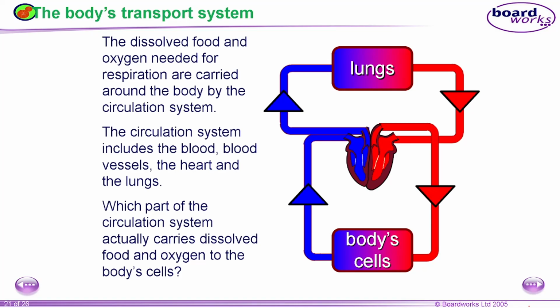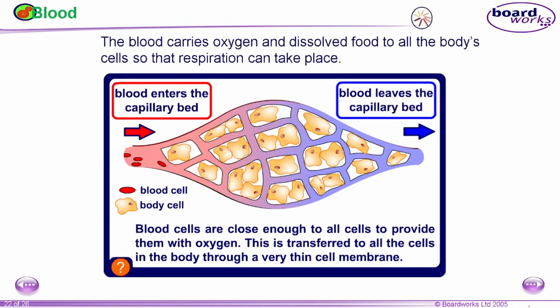If you answered capillaries, then you're correct. The blood carries oxygen and dissolved foods to all the body's cells so that respiration can take place. Blood enters the capillary bed, blood leaves the capillary bed. Now make sure to draw a diagram of this, or a very brief one. Pause this video if you need extra time.